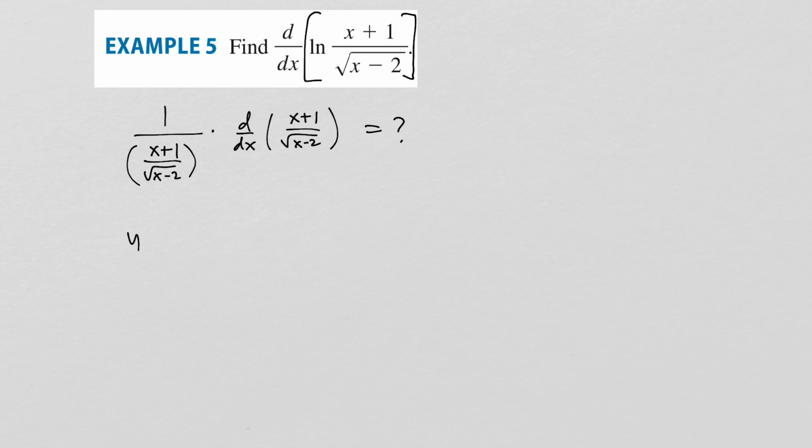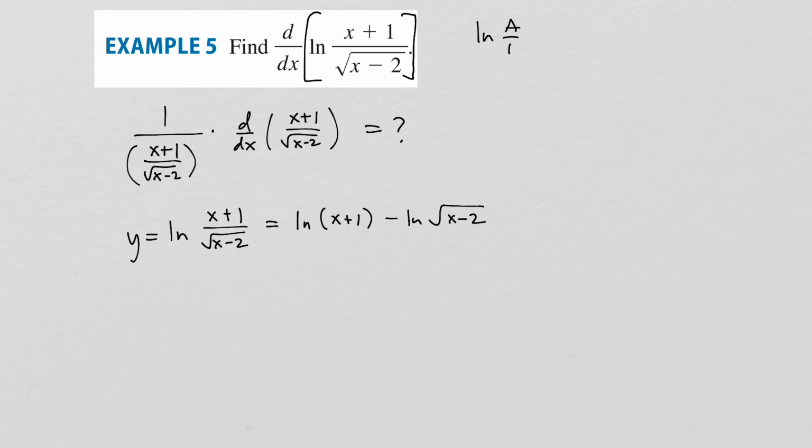So if my function is y equals the natural log of x plus 1 over the square root of x minus 2, let's remember that we have properties of logarithms that allow us to rewrite this as the natural log of x plus 1 minus the natural log of the square root of x minus 2. And so the property we are using here is the natural log of a over b is equal to the natural log of a minus the natural log of b.